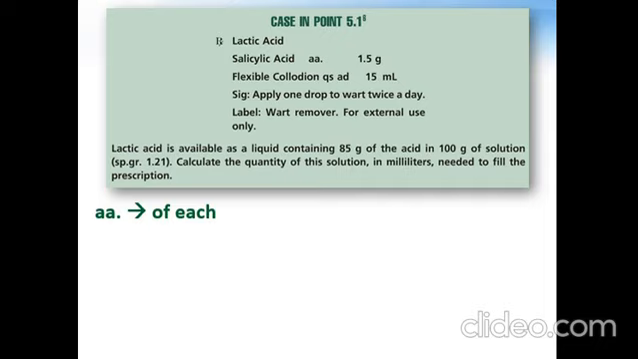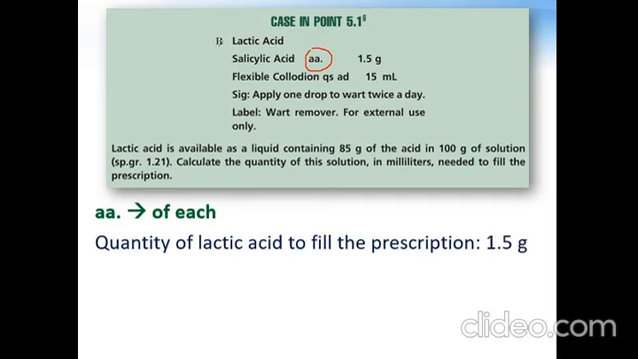If we look at here, AA, A means of each, okay? That means in this prescription, you have 1.5 grams of salicylic acid and also 1.5 grams of lactic acid. Okay, quantity of lactic acid to fill the prescription is 1.5 grams, although it is not written here, but A means that.